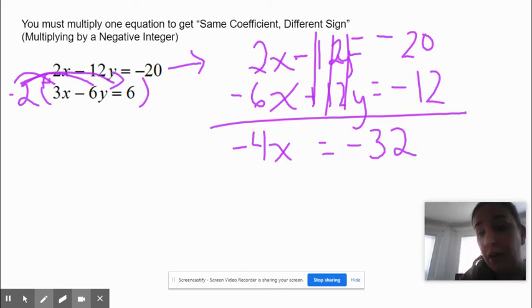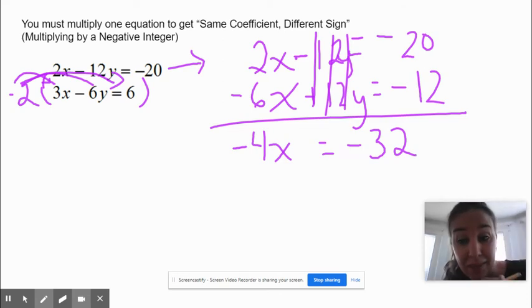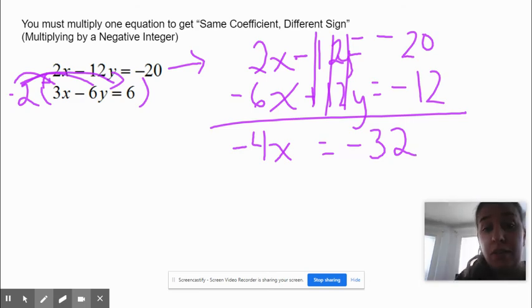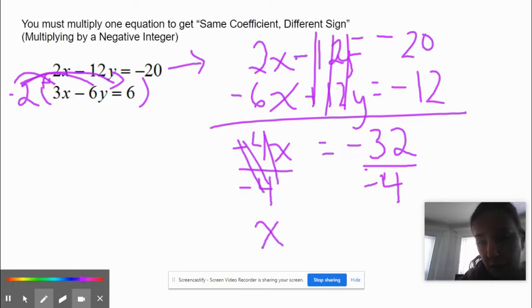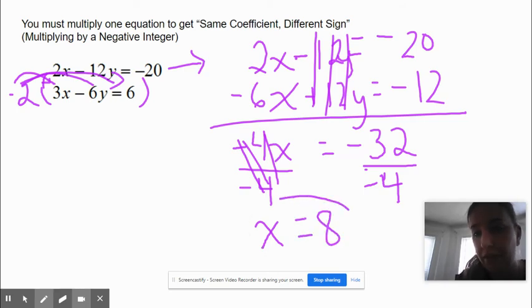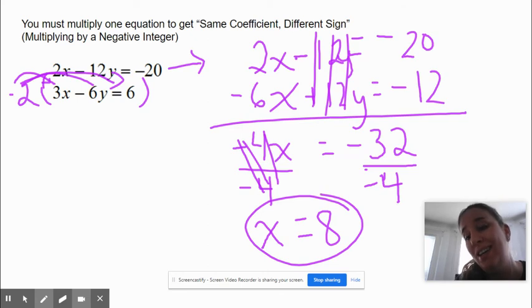And then I've got negative 4x, which is like negative 4 times x. So undoing the times, you just divide. There you go. And therefore, x is 8, right? Because negative 32 divided by negative 4 is 8.